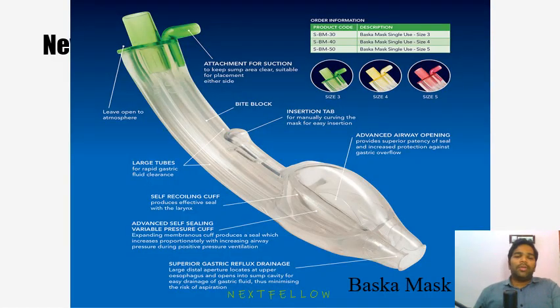Now finally the Baska mask. In the previous class we told you that it can be considered a third generation LMA because it has multiple advantages, because it has a suction port for the cuff also. Normally, after inserting the LMA, some secretions may get pooled in the surrounding areas of the cuff. For this also they found a remedy, that is the Baska mask. So they have a gastric decompression port, a cuff decompression port, and an air port with bite block, and it is a third generation device.